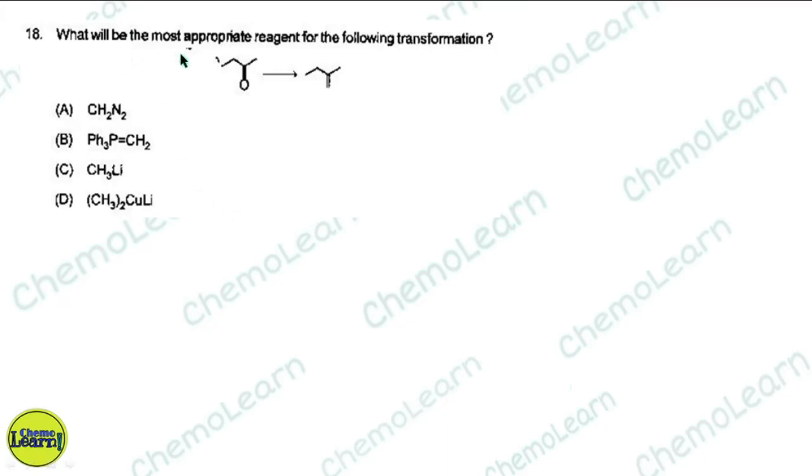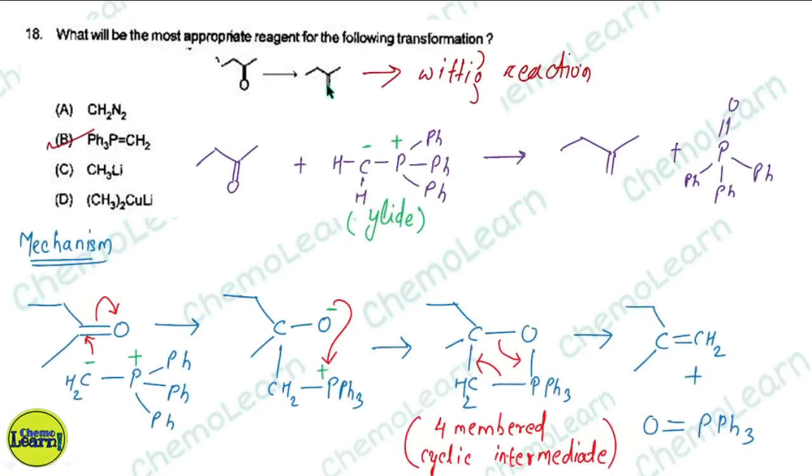Which will be the most appropriate reagent for the following transformation? We have one reaction and we have 4 different types of reagents. So, here one carbonyl group is converting into an alkene. So, this is the Wittig reaction, and in the Wittig reaction we take the help of an ylide, triphenyl phosphorus ylide, and it takes place via a 4-membered cyclic intermediate and here cleavage of these 2 bonds takes place and we get an alkene. So, option B will be the right one.